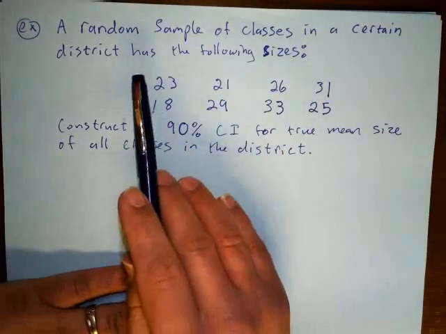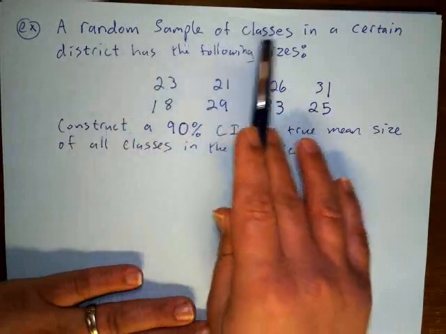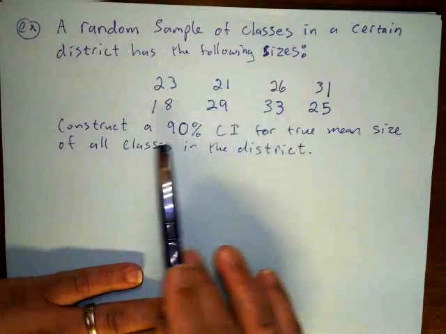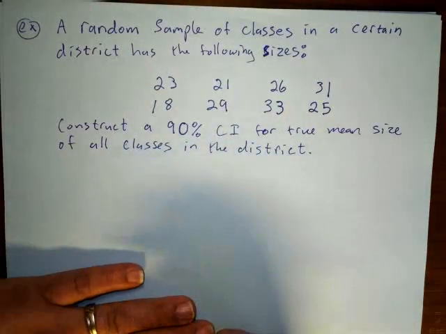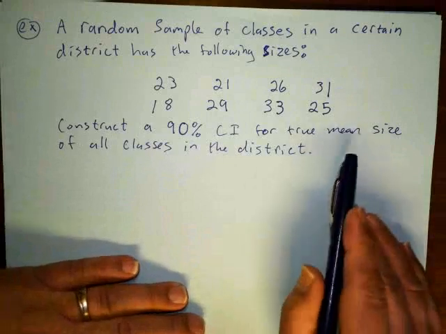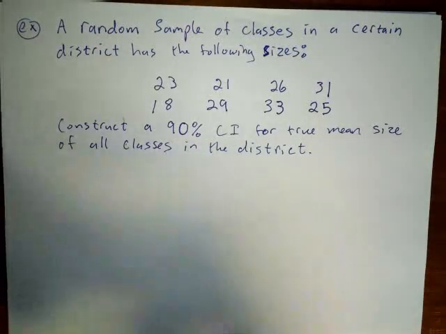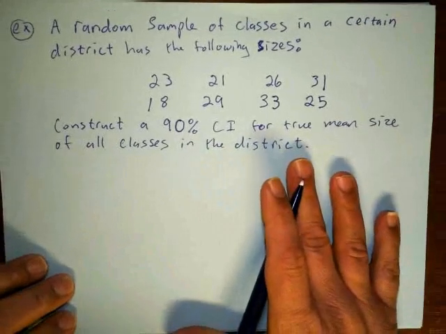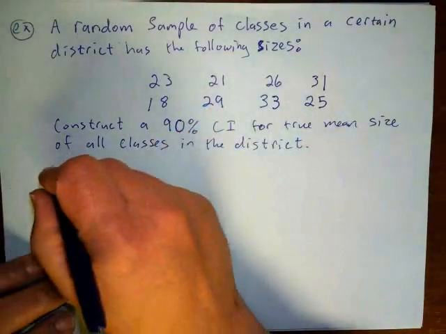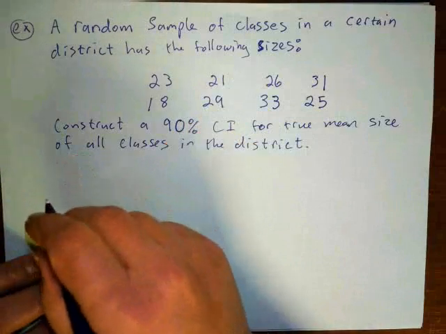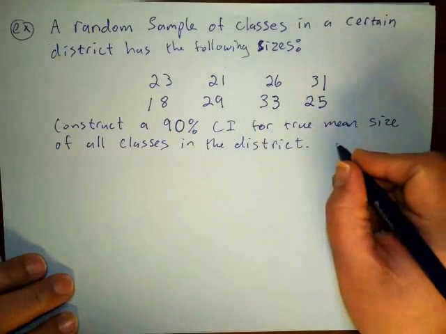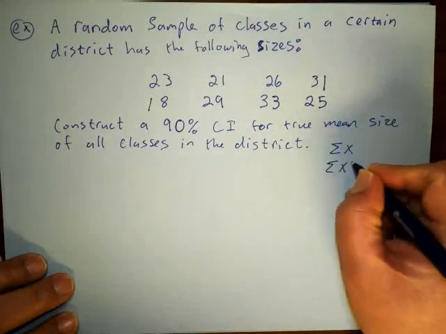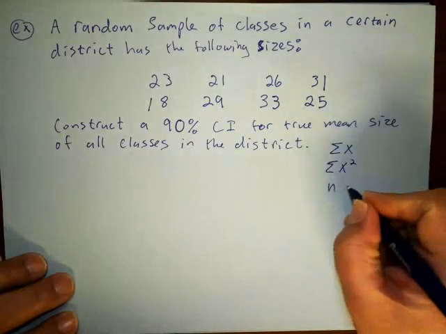It says a random sample of class sizes in a certain school district has the following sizes, and now it wants us to construct a 90% confidence interval for the true mean size of all classes in the district. So this is very much what we did before, except we have to calculate the mean and the standard deviation. So maybe over here we need the sum of x, the sum of x squared, and n.